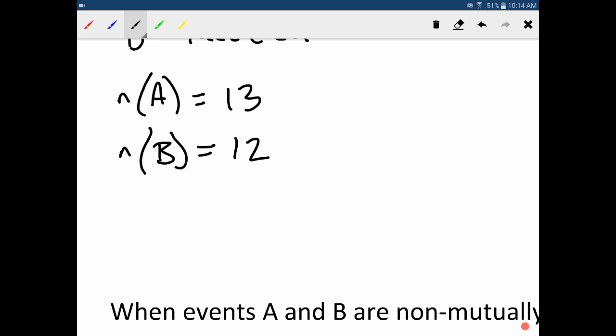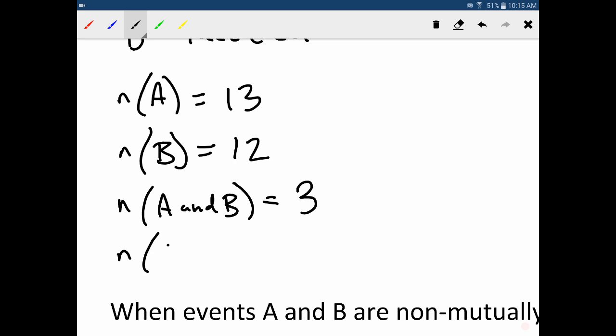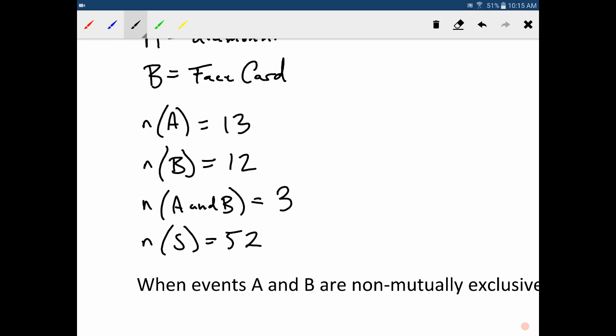What's important here is we now have to take into account the number of ways that it can be both A and B. These are the face cards that are also diamonds, and there are 3 of them: the Jack of Diamonds, Queen of Diamonds, and King of Diamonds. And finally, the number of total possibilities: there are 52 cards in a deck. So now we've got everything we need.